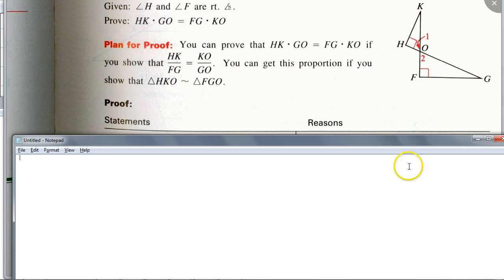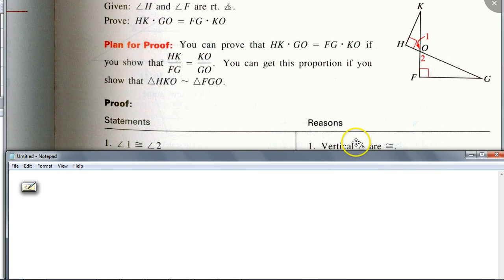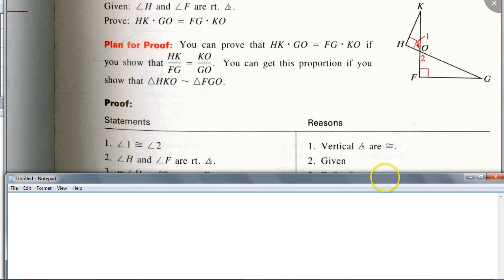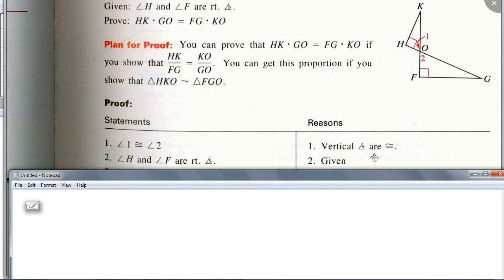What do you think? Let's first of all show why the two triangles are similar, because that's going to help us get to the statement where HK times GO equals FG times KO. So first I would put given. Did they do that? No, okay, they put 1, 2, doesn't matter. These two could have been switched, right? So because 1 and 2 are congruent, the vertical angles are congruent. H and F are right angles, that's given.